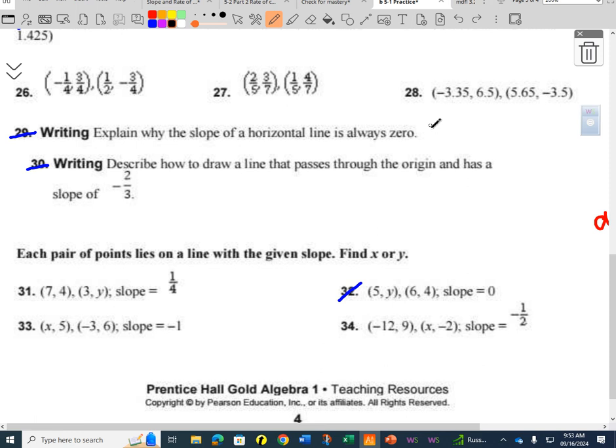So, you have to be able to plot points, guys. If you're having trouble with writing ordered pairs for points or being able to plot them, that's something you need to practice. Because we're about to get really into that a lot more.